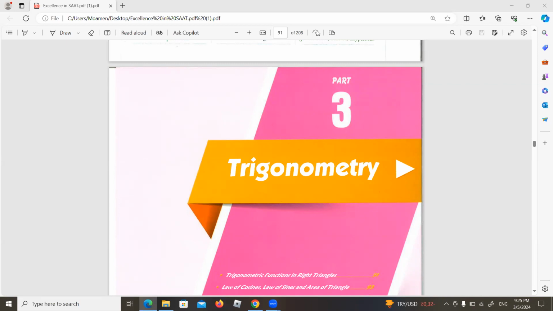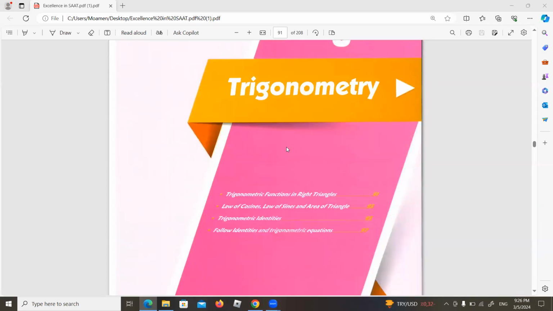In this session, inshallah, we will talk about trigonometry. Trigonometry is a branch of mathematics related to geometry, but it especially talks about triangles, especially the right angle triangle. We have about four topics in trigonometry. Today, inshallah, we'll talk about the first topic. It's very, very easy. And tomorrow, inshallah, we'll work on the others.